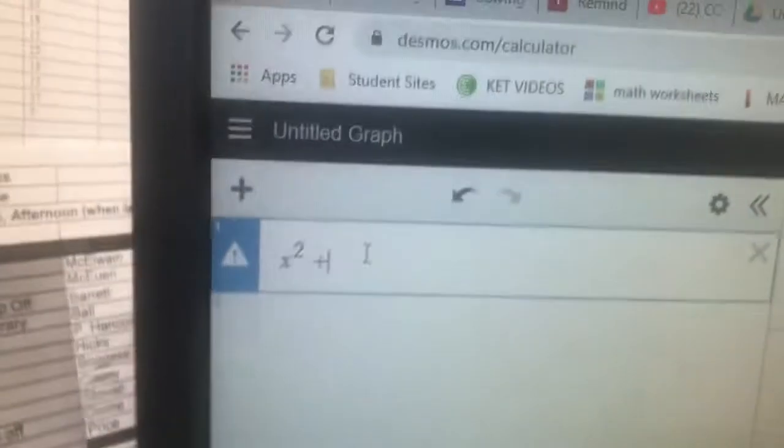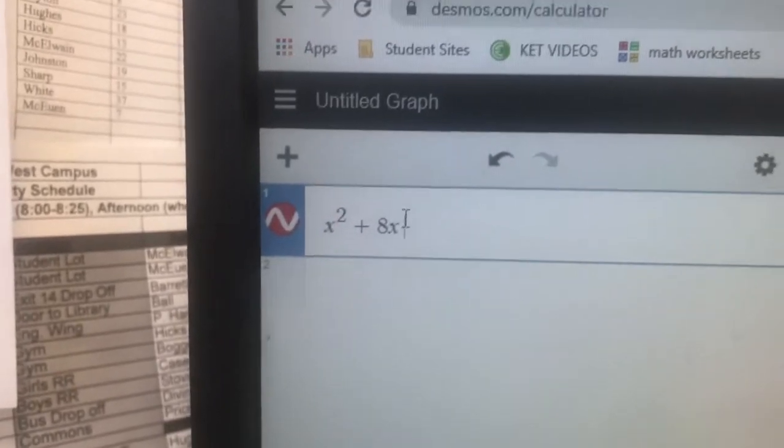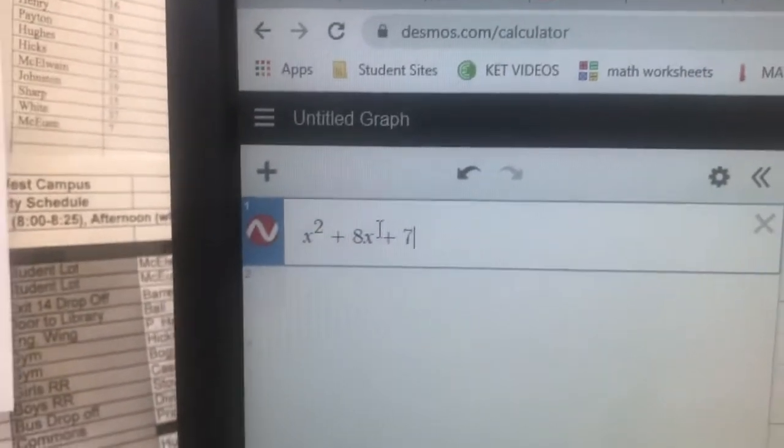All right, plus, and I'm just typing this off the keyboard here, and I put spaces. I don't know if you really have to. 8x and then plus 7. All right, so there's my equation. As soon as I type it, it's already configured it. Now it's off the screen.